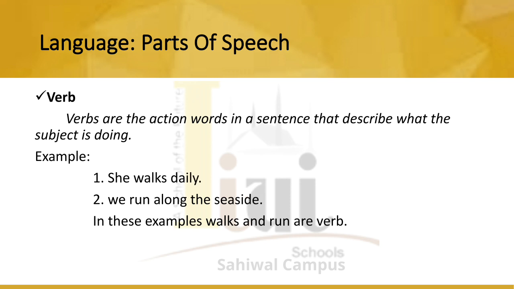For example, she walks daily. We run along the seaside. So in these examples, walks and run are verbs. These are verbs that describe what someone is doing: she walks daily and we run along the seaside. So these are examples of verb.